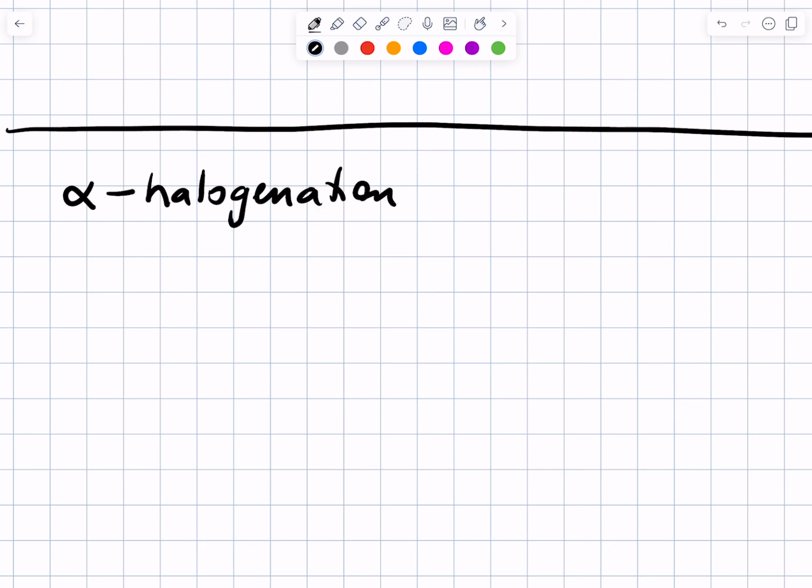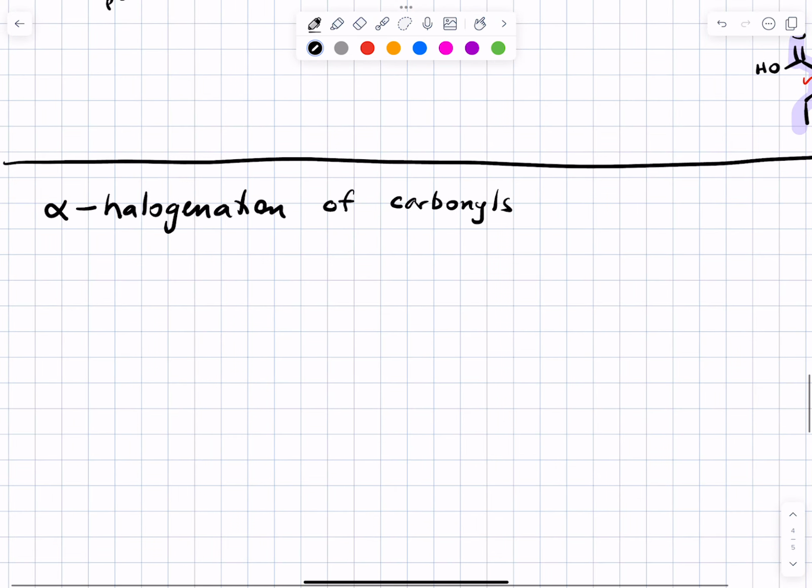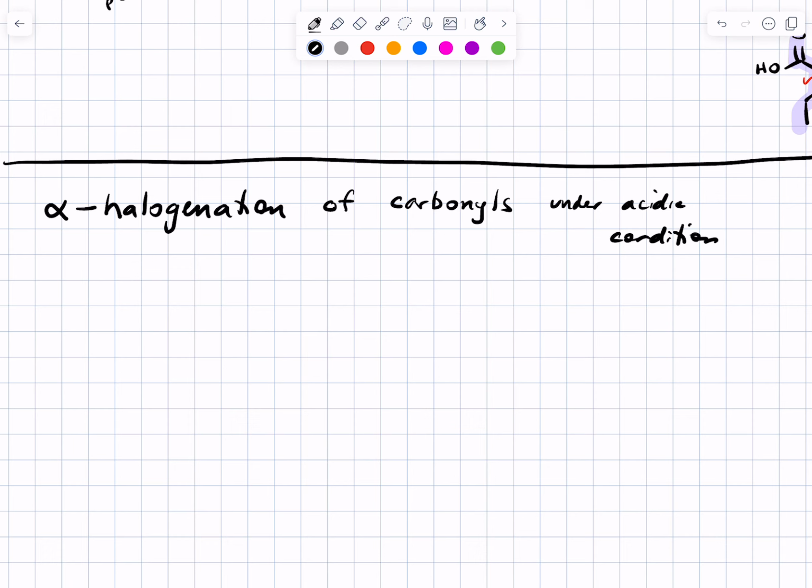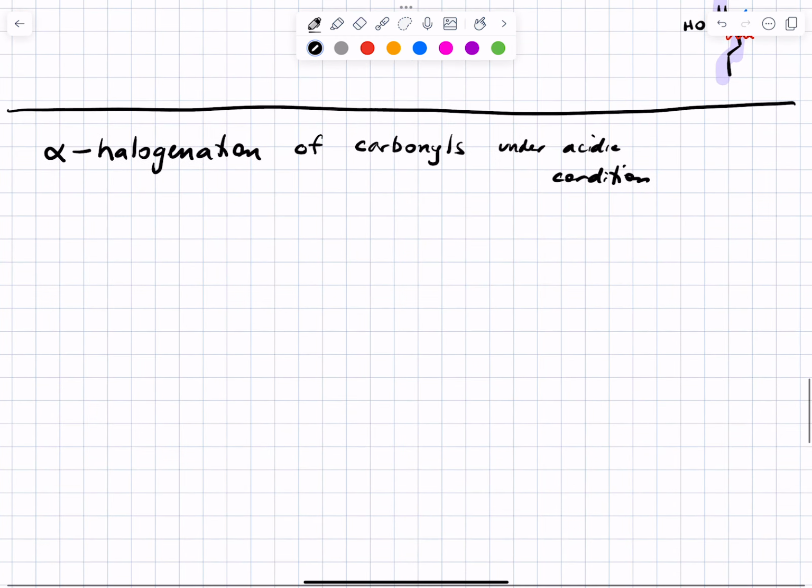So this is called alpha halogenation of carbonyls. There's quite a bit we could say here, but I'm going to limit it to one specific reaction that's described in your text, which is alpha halogenation of carbonyls under acidic conditions. Again, there's more that we could say. You can do this reaction under basic conditions. It gets a little complicated though, and the payoff isn't necessarily worth the investment in terms of our time and whether or not it's worth knowing something.